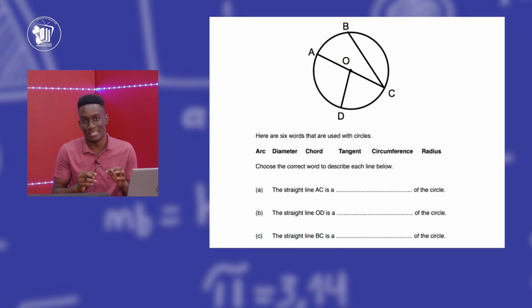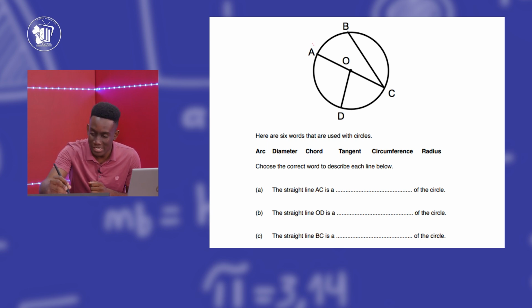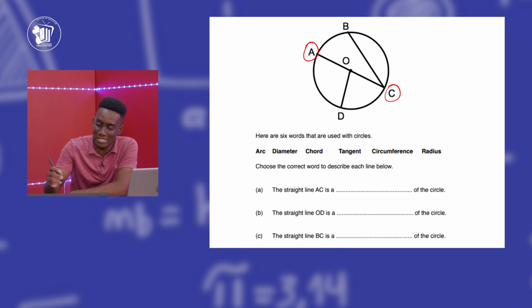The first sentence that we have to complete is: the straight line AC is something of the circle. So we see A is here and C is here. A line passes through the center and goes to another end of the circle. So we see the straight line AC, we call that the diameter.